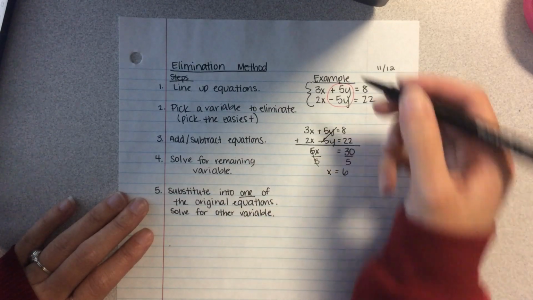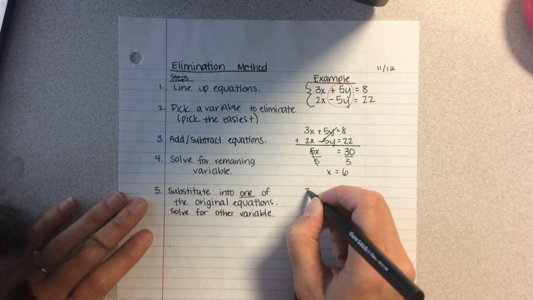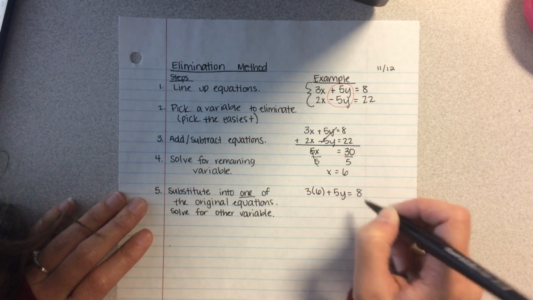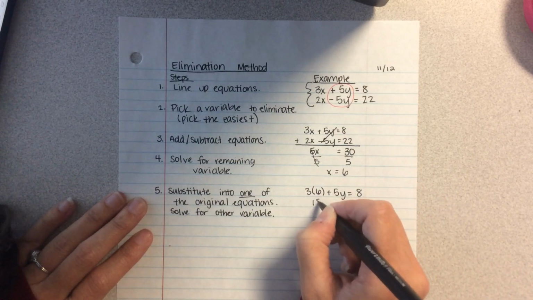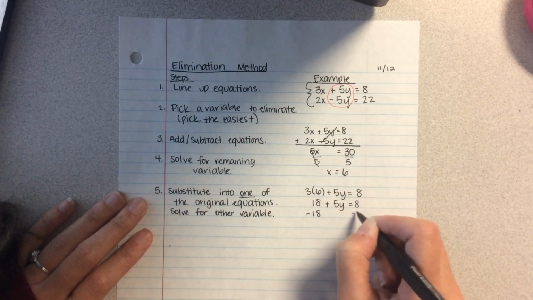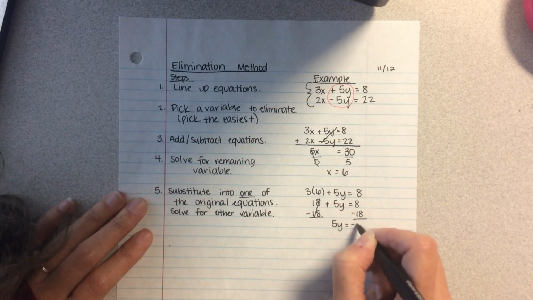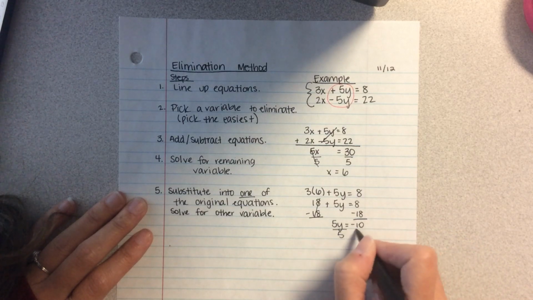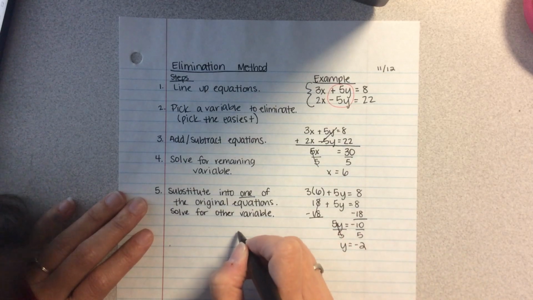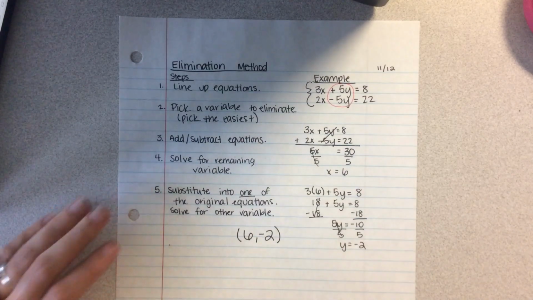And that will leave us solving for the remaining variable. It doesn't matter which one of the original equations you plug it into. I'm just going to pick the top one. So 3 times 6 plus 5y equals 8. Then 3 times 6 is 18 plus 5y equals 8. We subtract 18 from both sides, and I have 5y equals negative 10. Divide both sides by 5, and I get y equals negative 2. So the final solution: x is 6, y is negative 2.